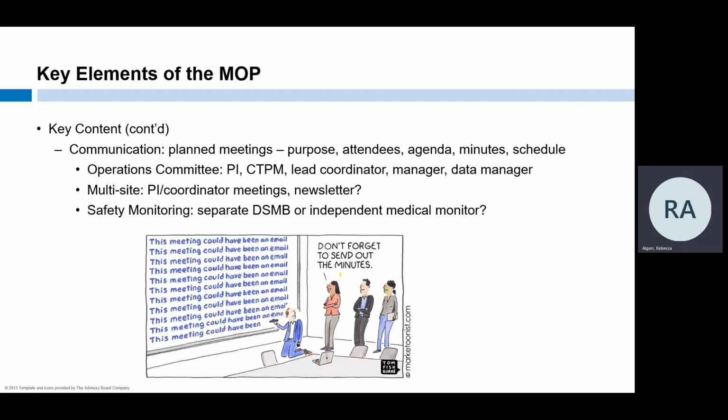Most MOPs include information about an operations committee comprised of the PI, project manager, lead coordinator, research manager, and possibly the data manager or statistician when appropriate. The purpose of this committee is to monitor the progress of the study, manage risks, implement CAPAs when necessary, and generally make decisions that affect the conduct of the trial. Having a set schedule for this committee can help to ensure that the group communicates regularly.